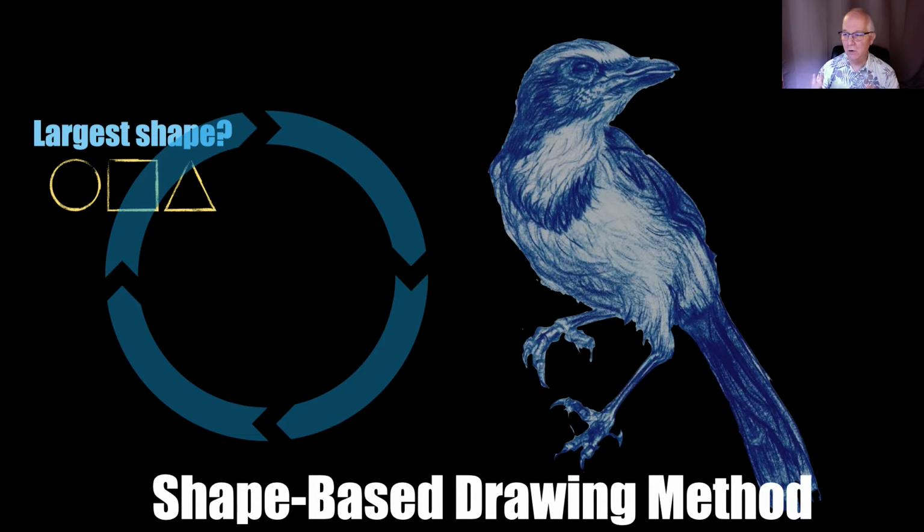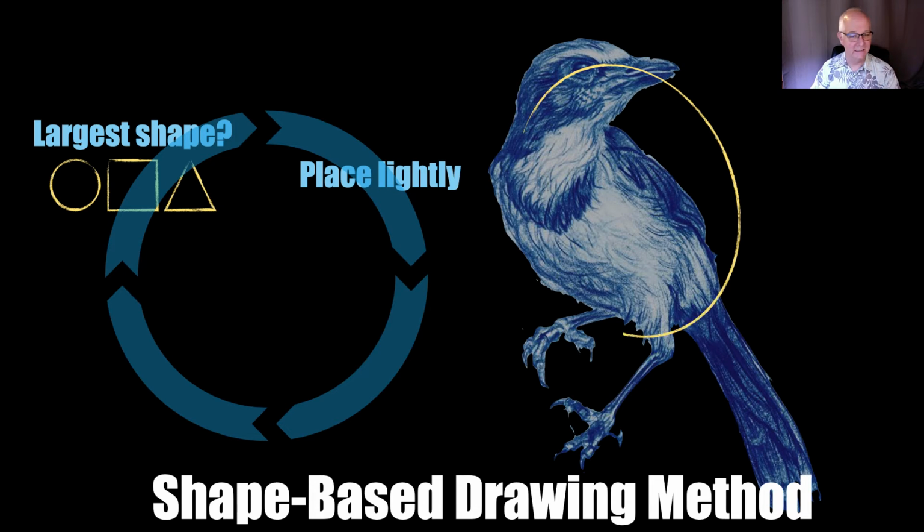Square, triangle, oval, circle. In the case of this bird, I see sort of an oval at an angle. So I ask myself, where should I place it on the paper? And I draw it very lightly, like this. Then I ask myself this question, what changes do I want to make to this oval before I proceed?